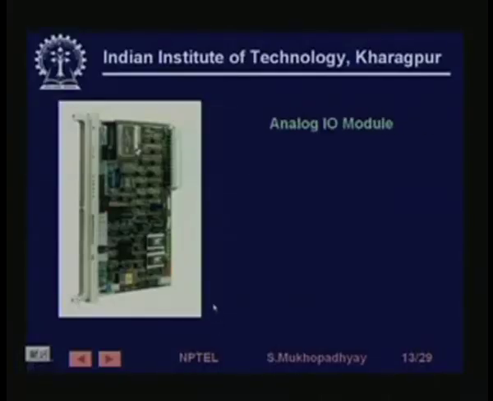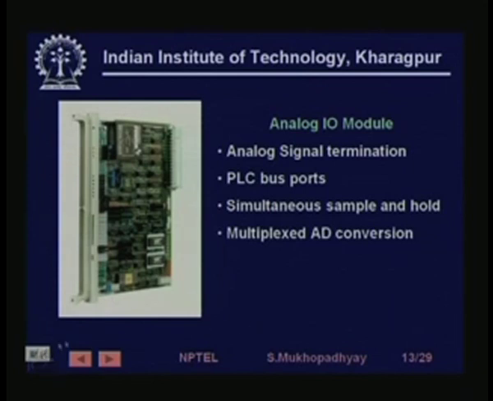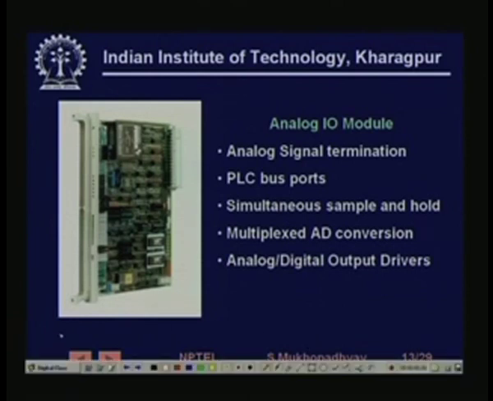So, let us have a look at some of these pictures. For example, this is how a typical analog I/O module looks. Let's see what it contains. For example, you will find that there are some analog signal terminations probably here, and there are some bus ports probably here, difficult to see this. Inside, this is an analog module, so it supports several channels.